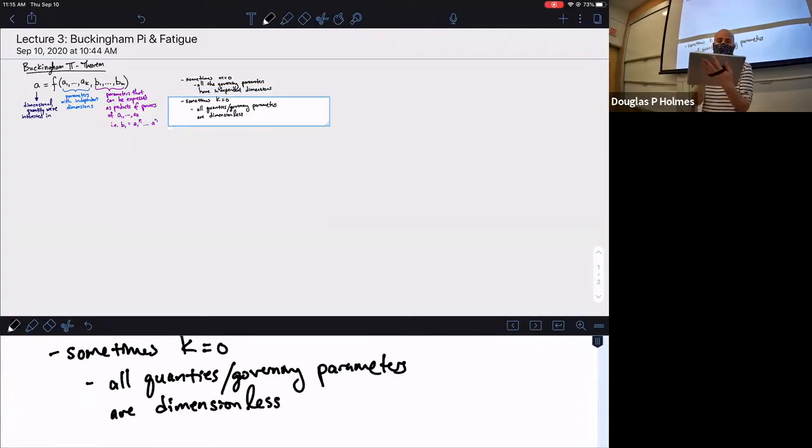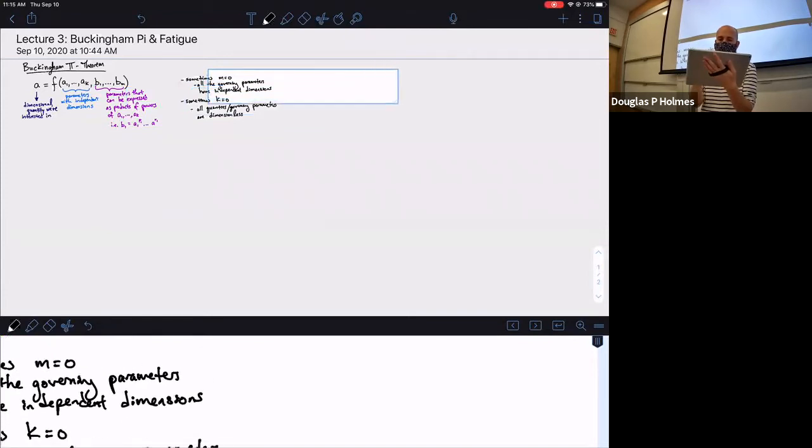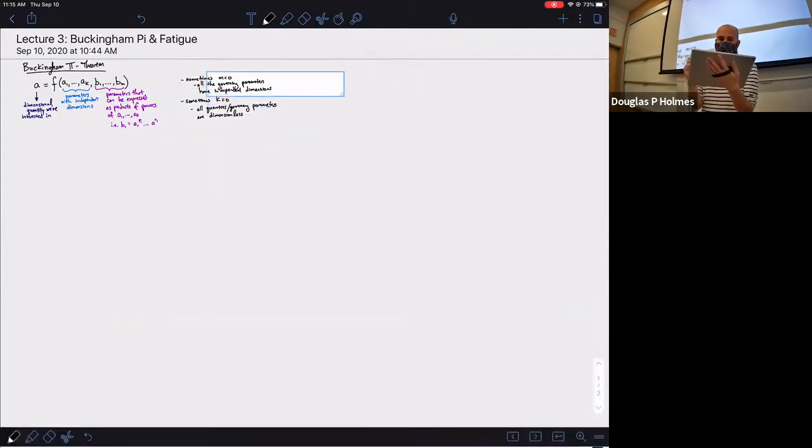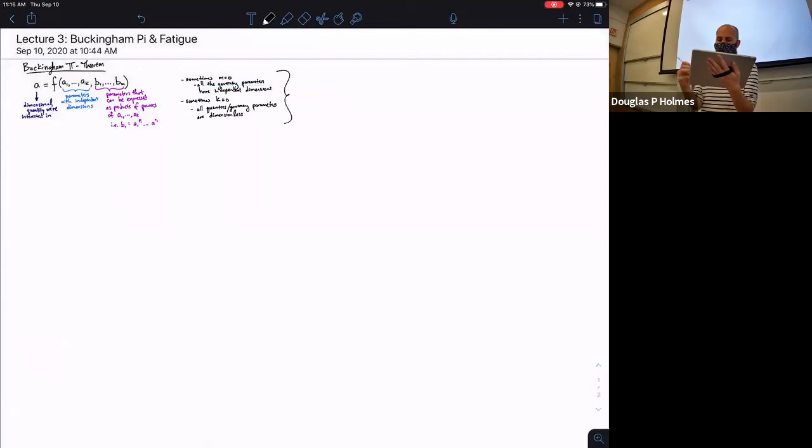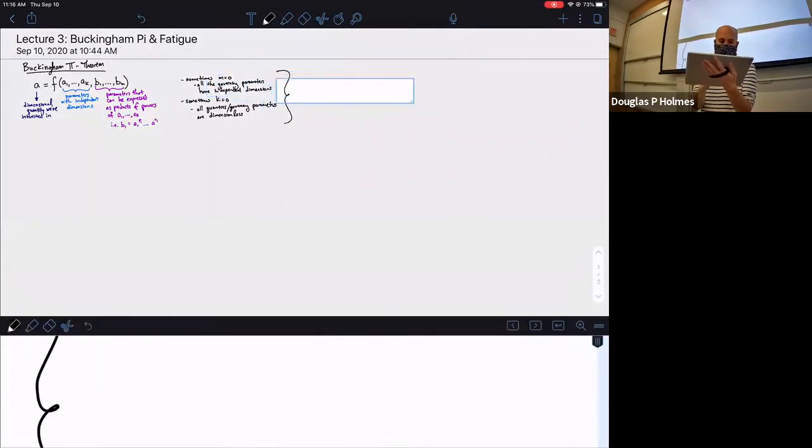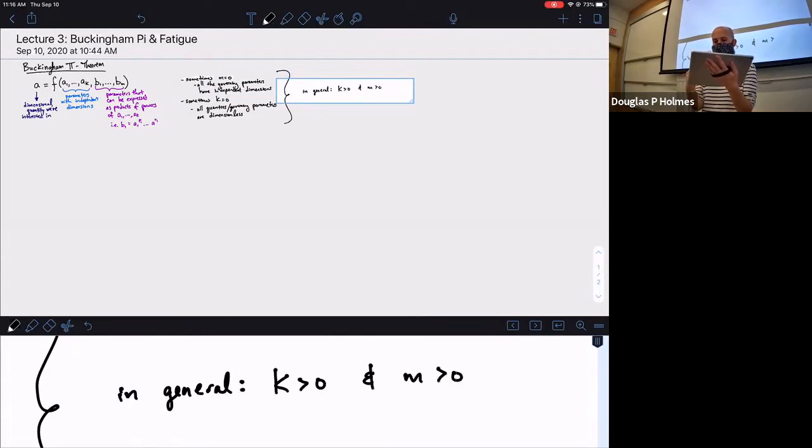In general, neither of these are true. In general, K is greater than zero and M is greater than zero. And that's what we've seen so far. So from these definitions, we can construct some dimensionless parameters.